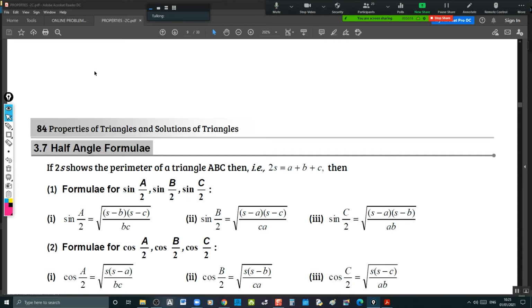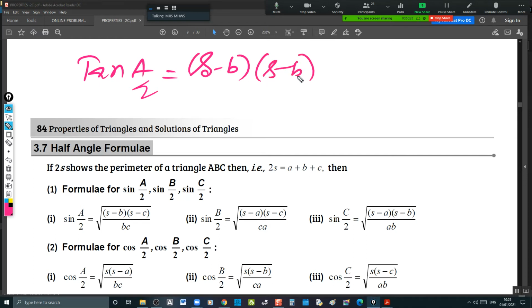Now, importantly, tan A by 2 can be expressed in terms of delta. You can see s minus b, s minus c. If you divide now, you'll get tan A by 2, root of (s minus b)(s minus c) by s(s minus a). If you release the numerator from the root, that is multiply with s minus b, s minus c, then this will become delta. So this is comfortable to use.